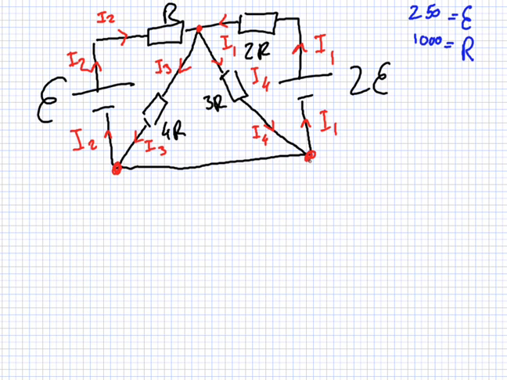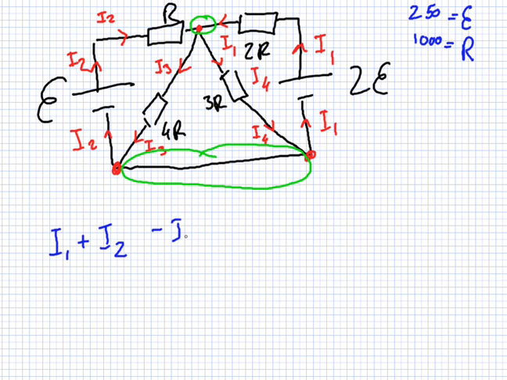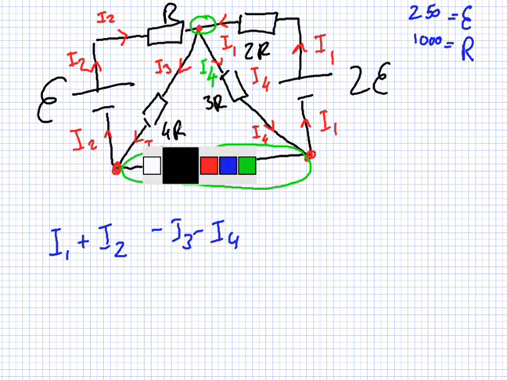Right. Junction rule. I actually have two junctions. I have this junction and I have this junction. Which junction do you want to use? Top or bottom? Top. So what's going into the junction? I1 plus I2. And what's coming out? I3 and I4. Sorry, it's not very clear, but this is an I4 here. Equals 0.